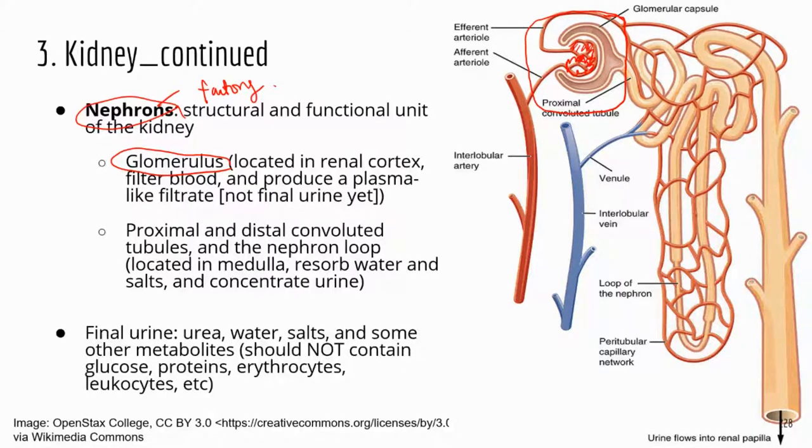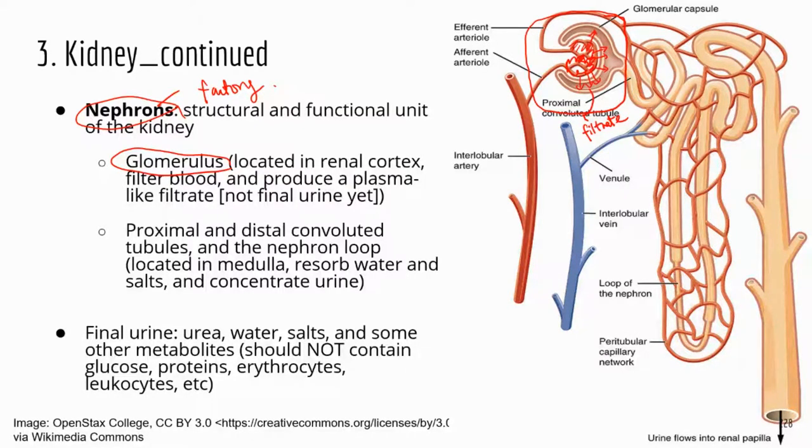And then there's a collecting structure right here. It's called the glomerular capsule. All these things will enter this capsule, and this will be the initial urine. This is also called filtrate. Filtrate is the substance that comes out of the filtration process.